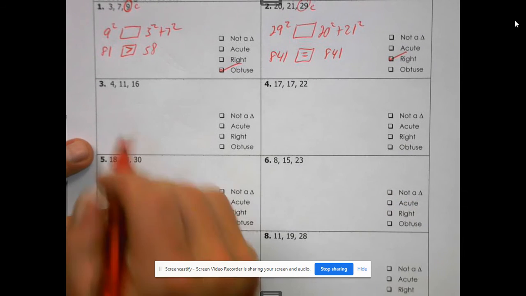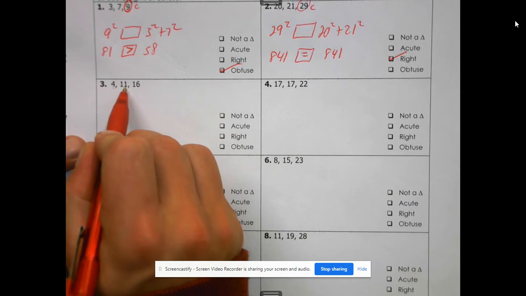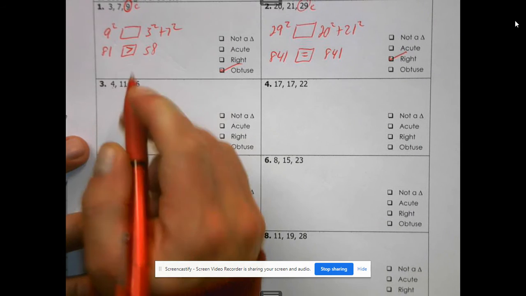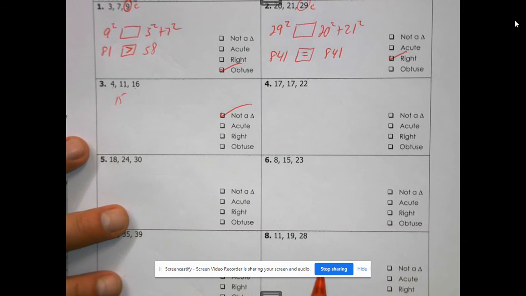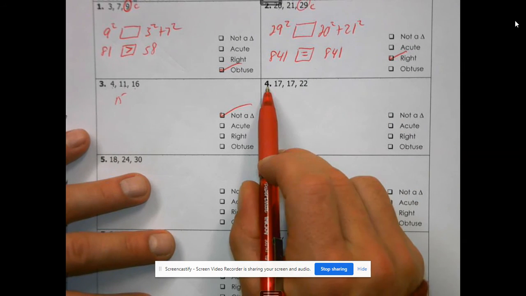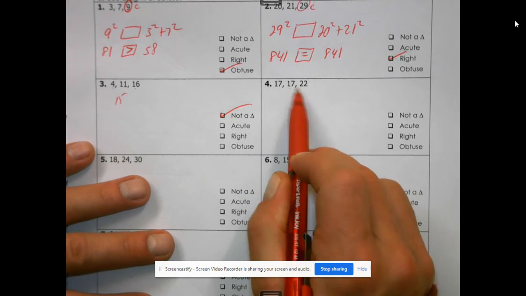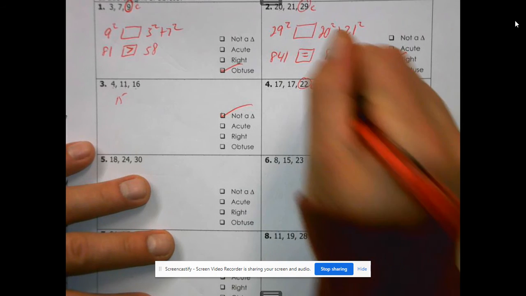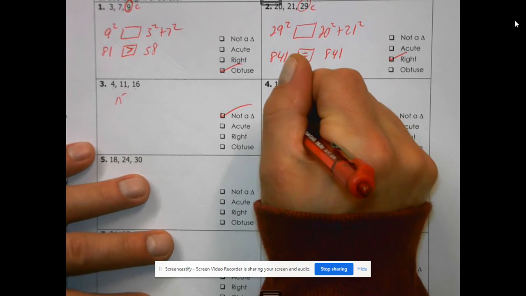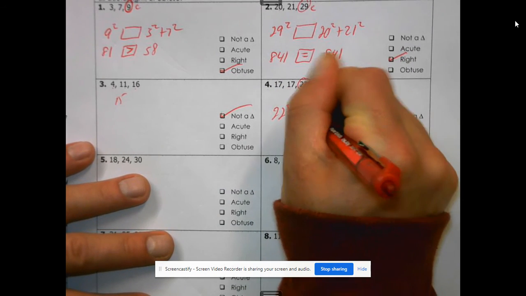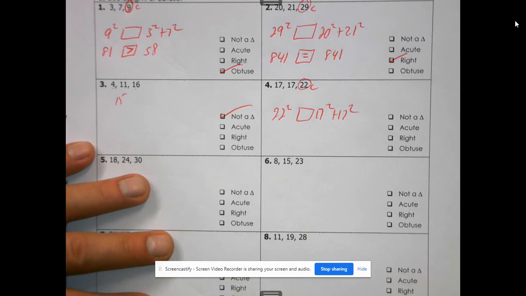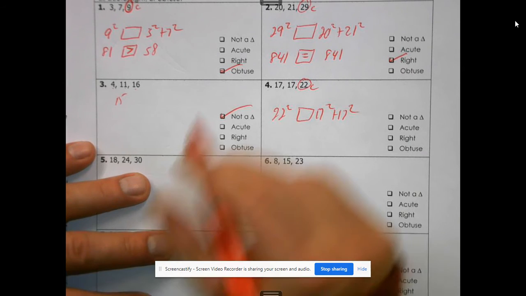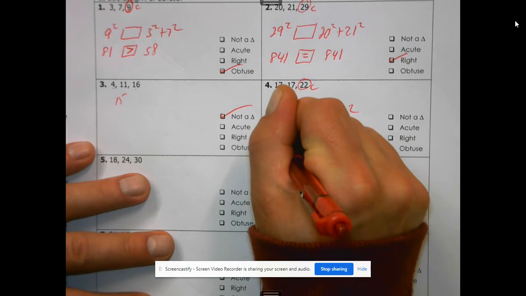Number 3, 4 plus 11 is not bigger than 16. That only gives me 15. So this is not a triangle. Number 4, 17 plus 17 is bigger than 22. That's your C, so yes, we have a triangle. 22 squared, how does that compare with 17 squared plus 17 squared? 22 squared is 484.